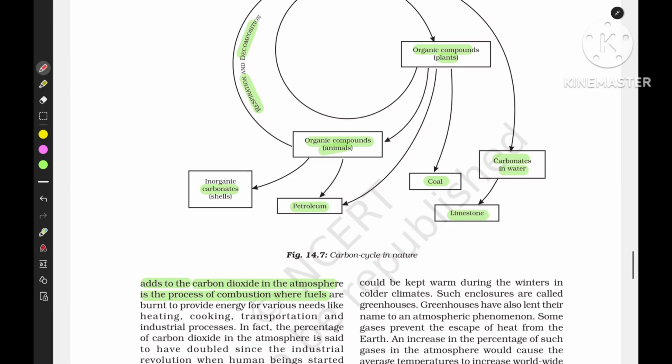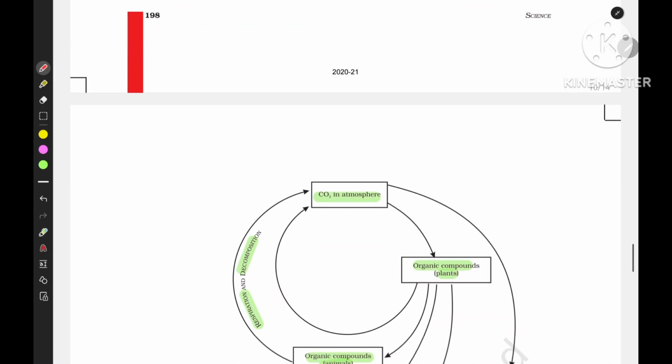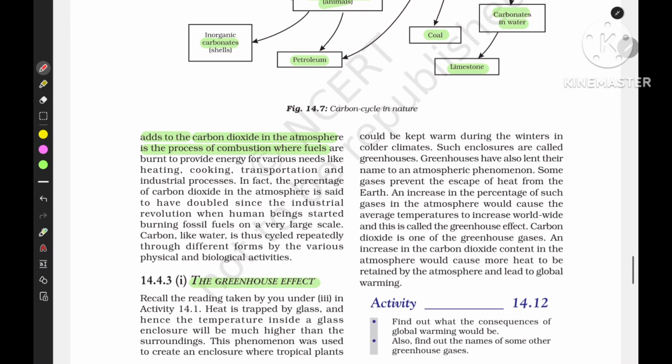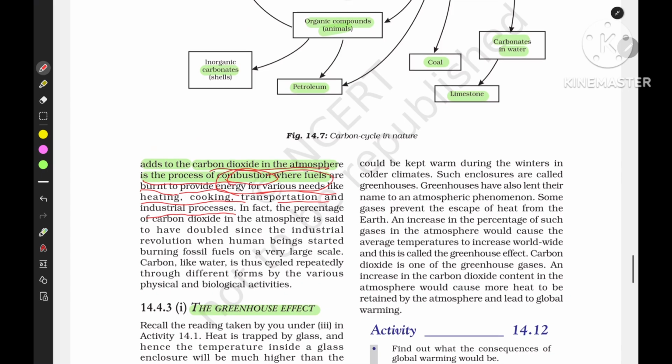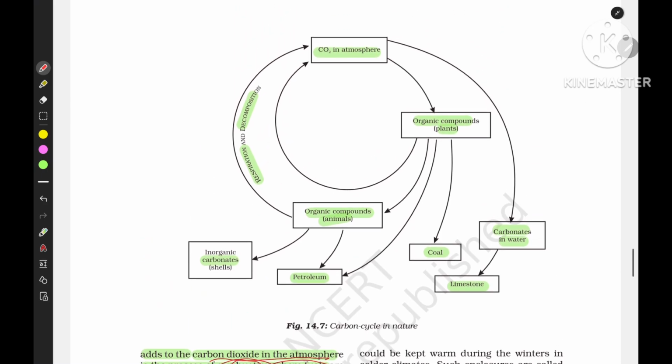Another process that adds carbon dioxide to the atmosphere is combustion, where fuels are burned to provide energy for various needs like heating, cooling, transportation, and industrial processes. So combustion is a second source. While fuel burns, carbon dioxide is released. So let's understand this cycle.